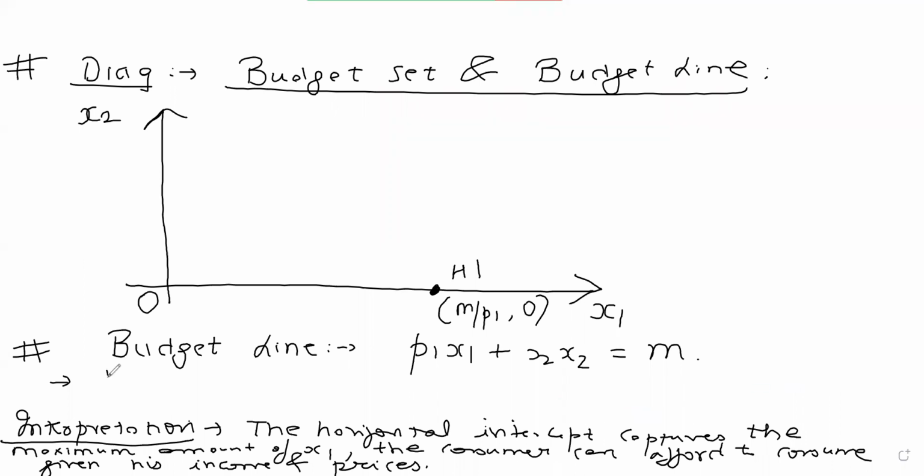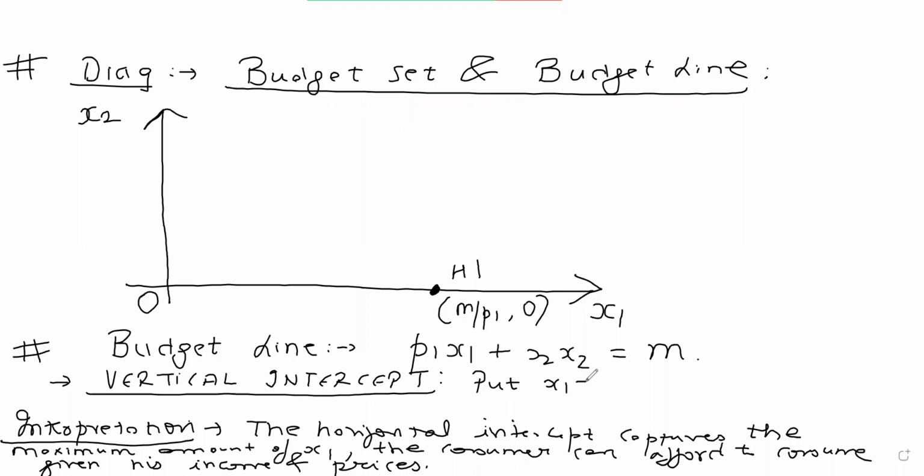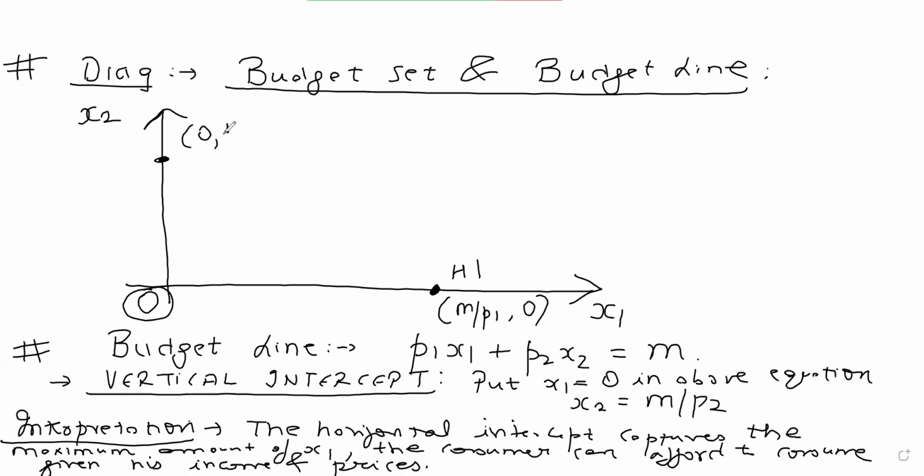So to find the vertical intercept, what do we do? We put x1 as 0 in the above equation. So if I have to find the vertical intercept, on the vertical intercept, x1 is 0. If I put x1 as 0, I get x2 as m by p2. So the coordinates of this point are 0, m by p2.